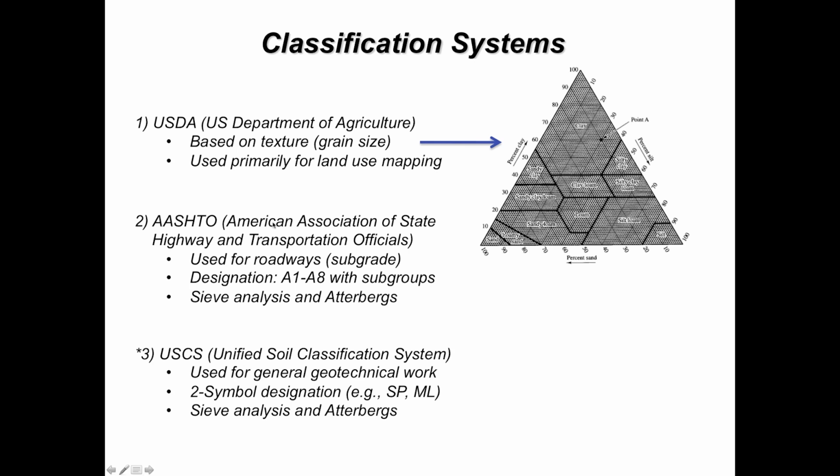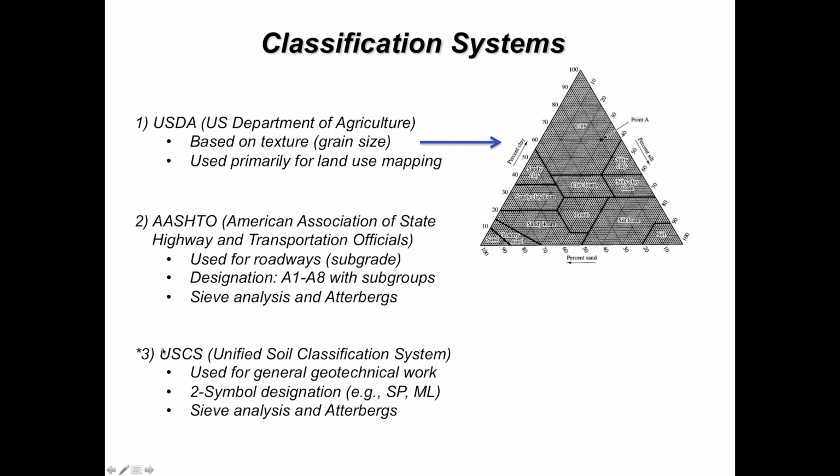2 of the more engineering-oriented classification systems, one of them is the AASHTO system. AASHTO is responsible for specifications for transportation-related construction, things like highways, airport tarmacs, and things like this. The AASHTO classification relies on, again, 2 input parameters: grain size distribution using sieve analysis, and then Atterberg limits. You can see here that an AASHTO classification will result in some sort of designation, A1 through A8, and there are various subgroups within that designation.